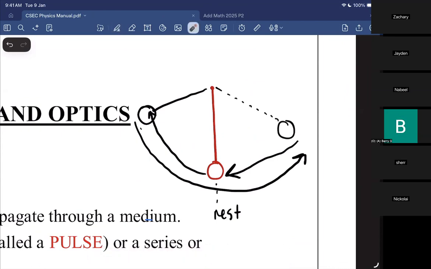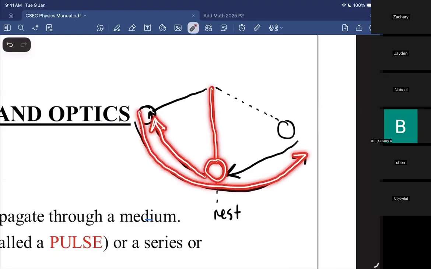So understand what an oscillation is. I took it from rest and displaced it. It swung to the other side and then returned back to its original position.